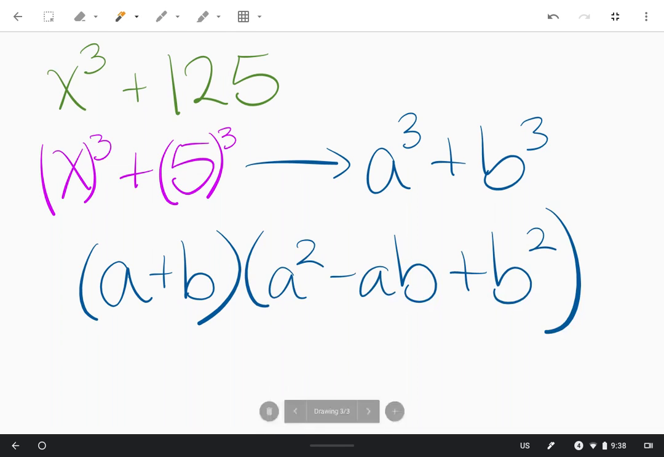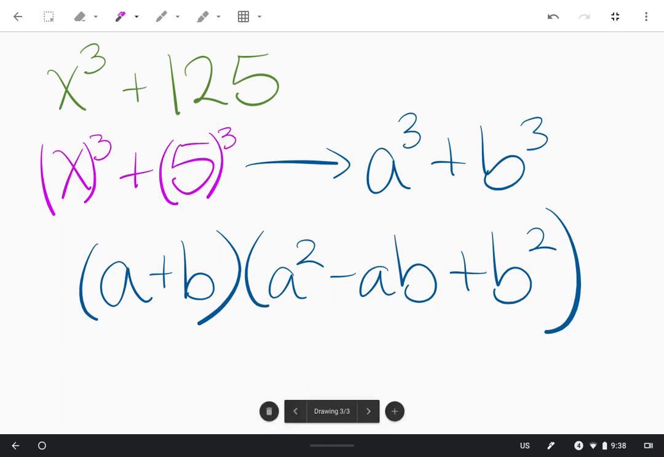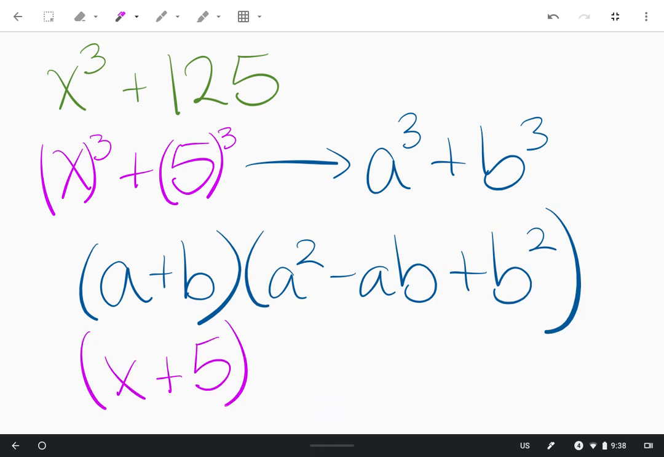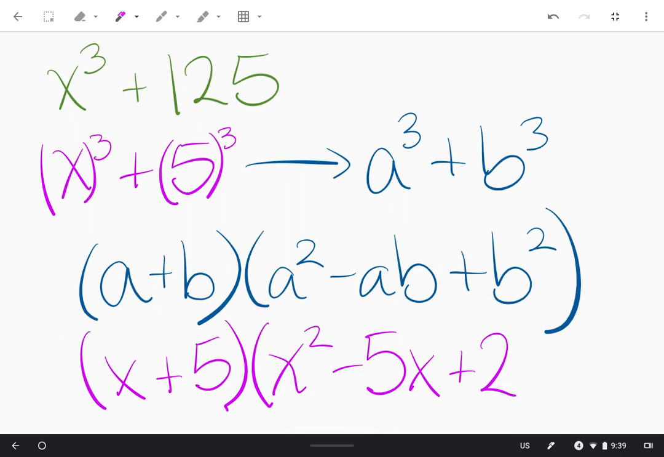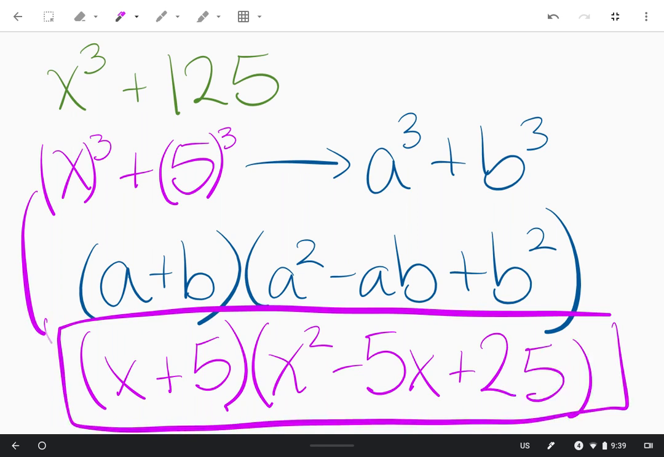So let's go in and let's do x's wherever there's an a, 5's wherever there's a b. So x plus 5. A squared is going to be x squared minus ab. 5 times x is 5x. And then b squared is 5 squared. 5 squared is 25. And so we're actually done. So that is the correct simplification or factoring of x to the third plus 125.